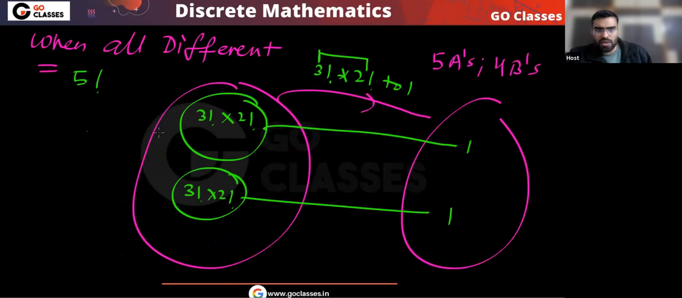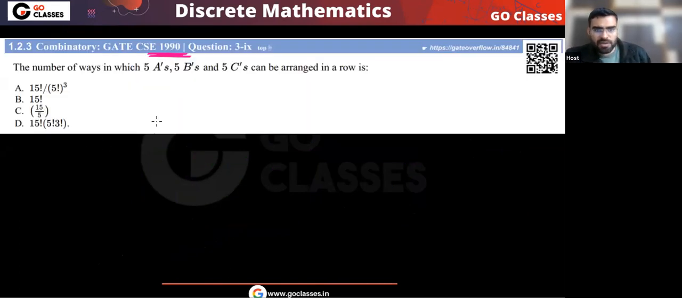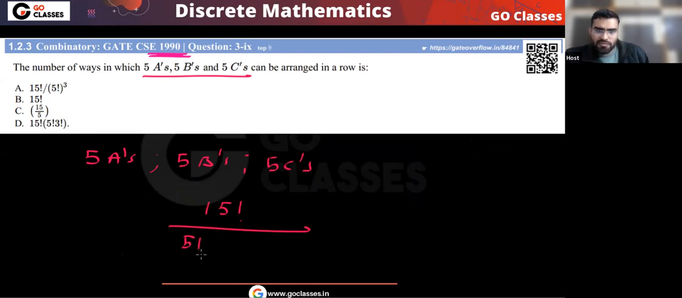So this is why you can now apply the division principle. Finally, the answer will be 5 factorial divided by 3 factorial times 2 factorial. Anyway, this is just an application of the division principle. You can directly find the answer if you want. For 5 A's, 5 B's, and 5 C's, the answer will be nothing but 15 factorial divided by 5 factorial, 5 factorial, 5 factorial.